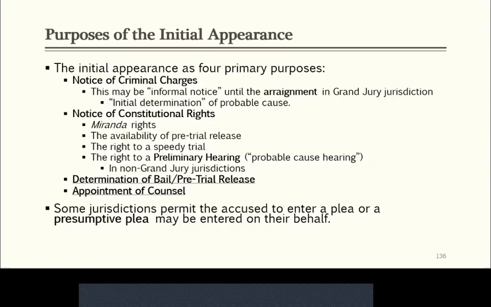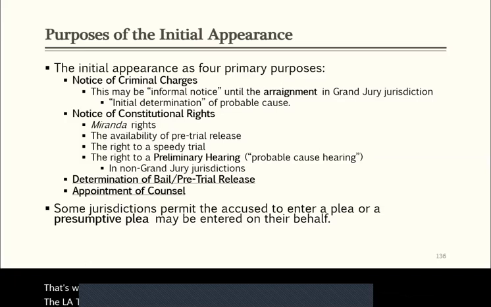So at this point, this is when the judge will advise, if it's a preliminary hearing jurisdiction, that you have the right to a preliminary hearing. If it's a non-grand jury jurisdiction, that's when you have the right. If it is a grand jury jurisdiction, a lot of times they'll give you a chance to waive the grand jury if you want to.